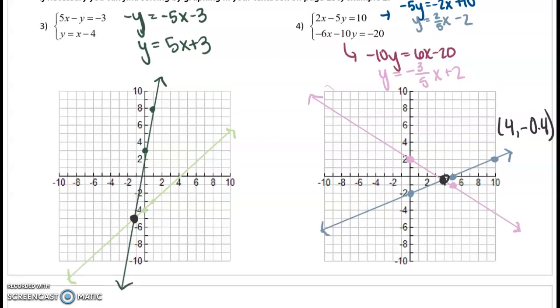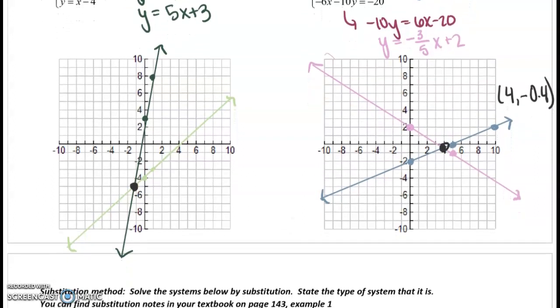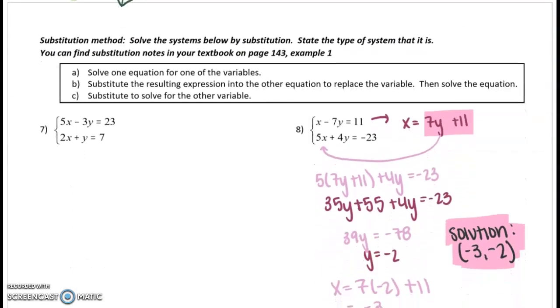These ones intersect at a little weird points, so it's kind of hard to tell the exact solution. It's kind of a rough estimate. As you see here, I said the solution was about 4, negative 0.4. But that point where they intersect is going to be your solution. So if they don't intersect at an exact point, it's usually better to go ahead and use a different method.